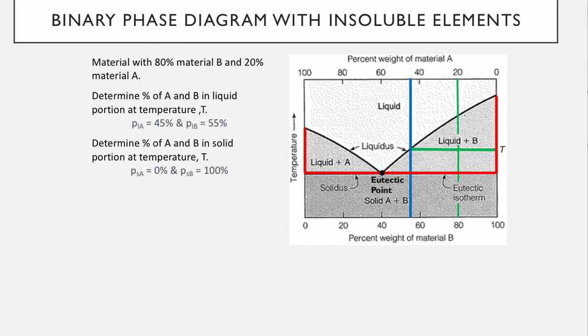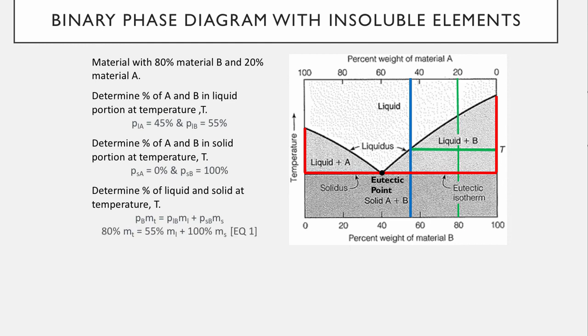Now this activity also asks you to go ahead and determine the percent of liquid and solid at temperature T. So how much of B has solidified? Now you weren't given a total mass, but instead instructed to go ahead and find it as a percent of the total mass. So let's see what our mass balance equations look like. We can start with just material B, and we said we started with material B being 80% of the total mass. We established it's about 55% of the liquid, and it's going to be 100% of the solid. So that's our equation 1.